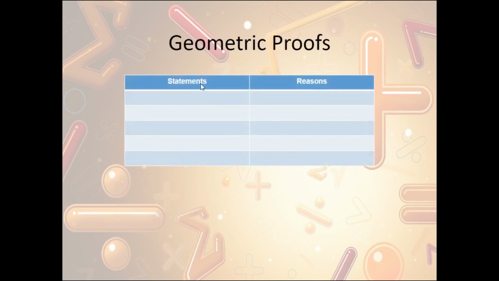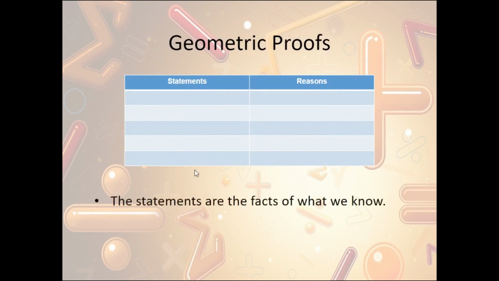So what do geometric proofs look like? They look like this. So we have a column here that represents our statements. This is what do we know? So these are the statements of we know this, we know that, and so on. Now the right side is the reasons, and that is the arguments for how we know that's to be true.